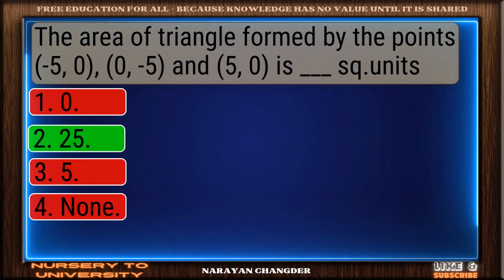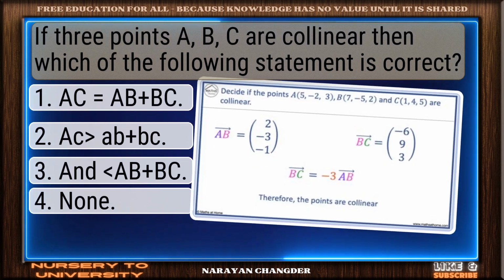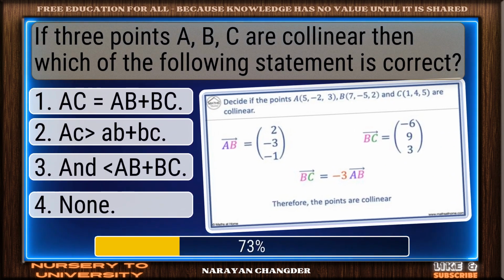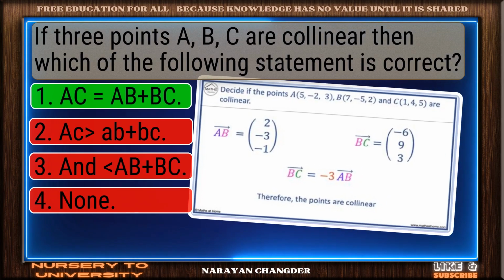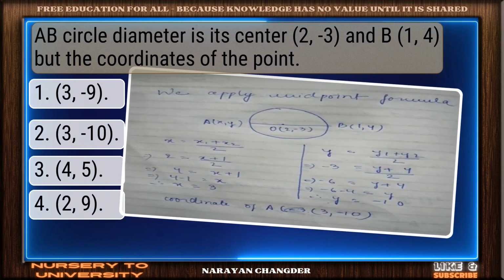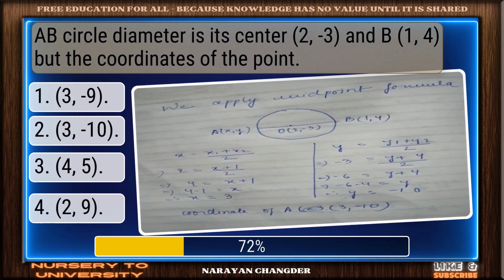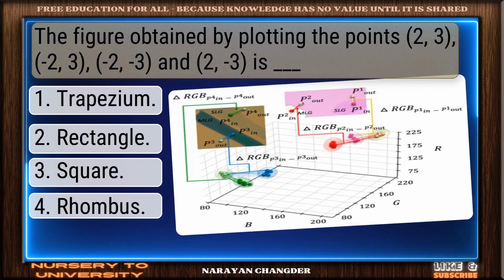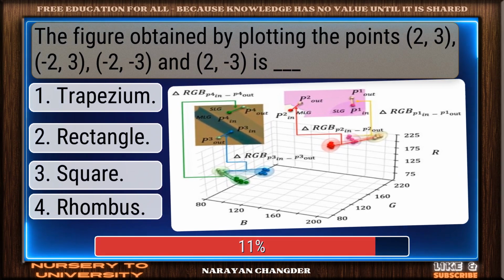Good job. 25 works well. If 3 points A, B, C are collinear, then which of the following statements is correct? Sharp thinking. AC equal to AB plus BC is right. AB is the diameter of a circle; its center is the midpoint of A and B, but the coordinates of the point. You got it? Fits. The figure obtained by plotting the points and is dash.